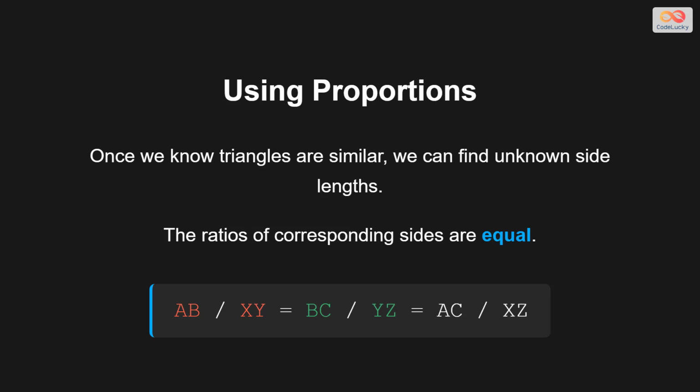The real power of knowing triangles are similar is that it allows us to find unknown side lengths. Because the triangles have the same shape, the ratio of their corresponding sides is constant. You can set up a proportion to solve for missing information.